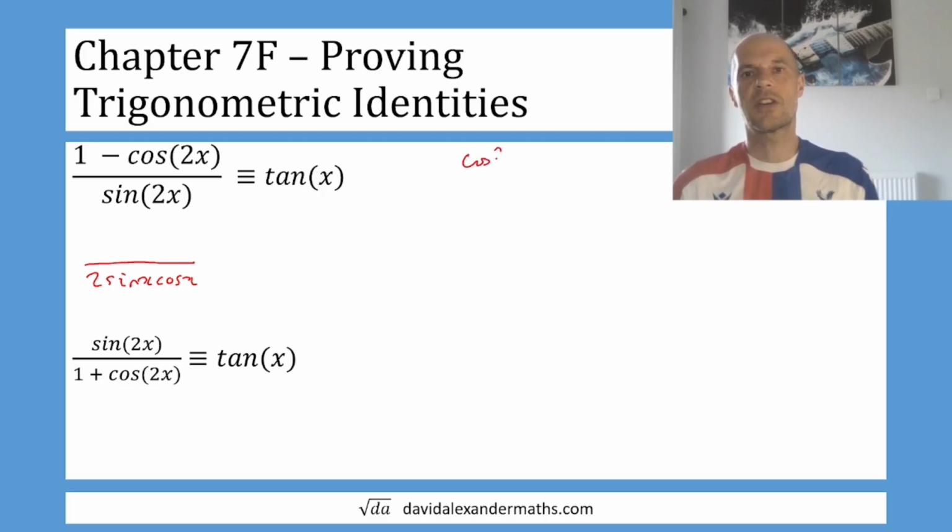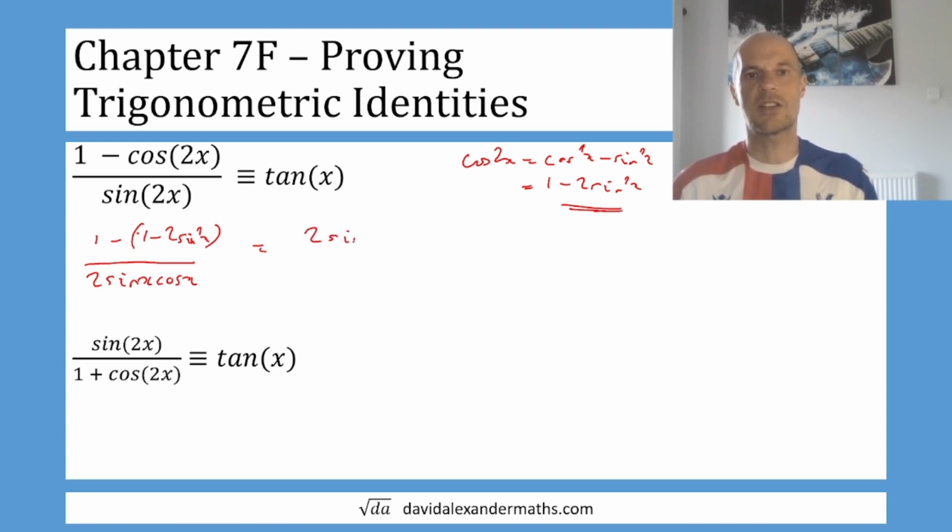Now we know that the cos of 2x is cos squared x take away sine squared x, and that can be written as 1 minus 2 sine squared x. So I'm going to go with this one because I want some sines on the top, and 1 minus 2 sine squared x, that is the same as 1 minus 1, which is 0, plus 2 sine squared x. So that's 2 sine squared x over 2 sine x cos x.